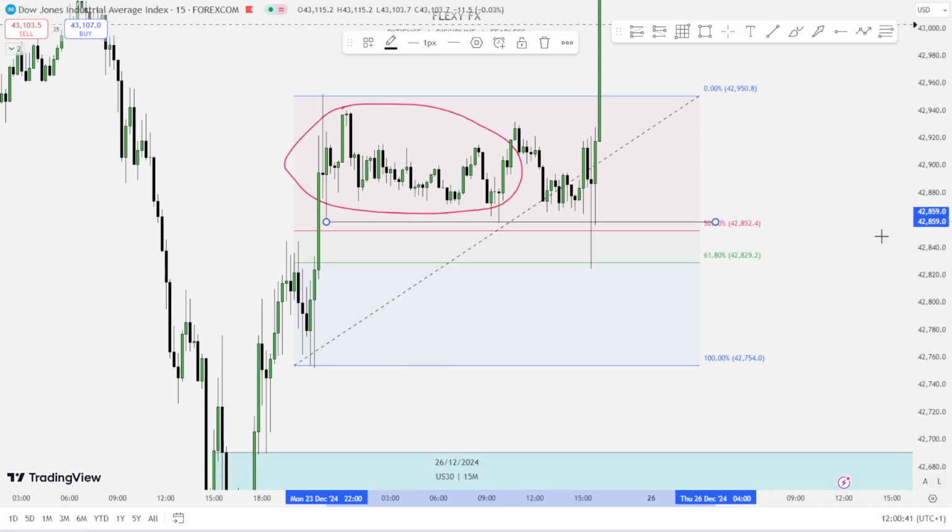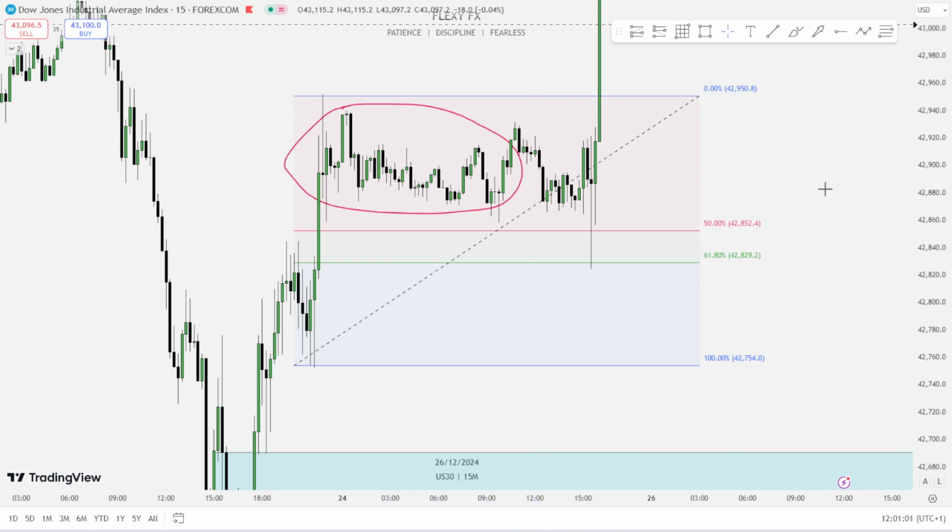I'm going to take this off. This is just my Fibonacci level, which I use to identify my premium and discount. So when it's a buy position for me, I want to buy in the discount area, and once it's a sell opportunity for me, I want to sell from the premium area. Okay, I will do a video about that after this.